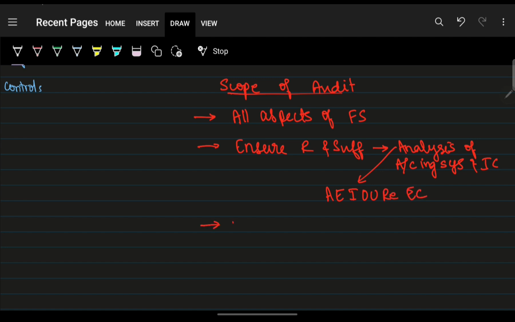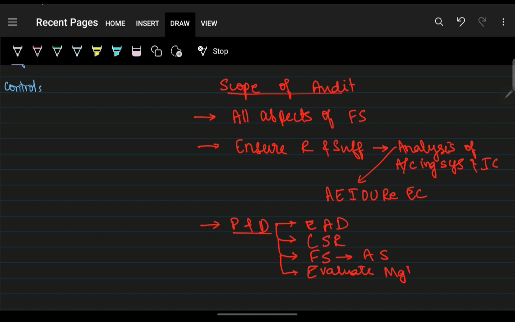And lastly, presentation and disclosure. What is the scope of audit when it comes to presentation and disclosure? It is to ensure adequate disclosures, ensure compliance with statutory requirements, ensure that the financial statements provide an accurate summary, and lastly, to evaluate management's judgment.